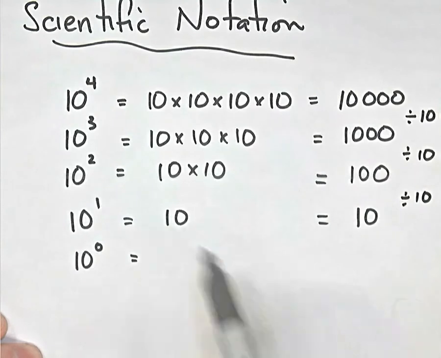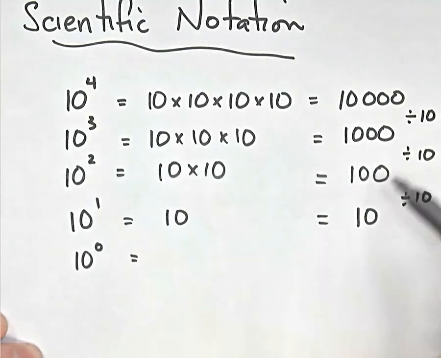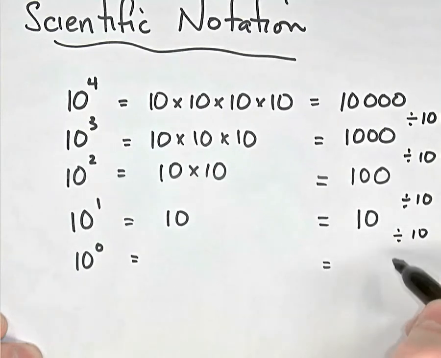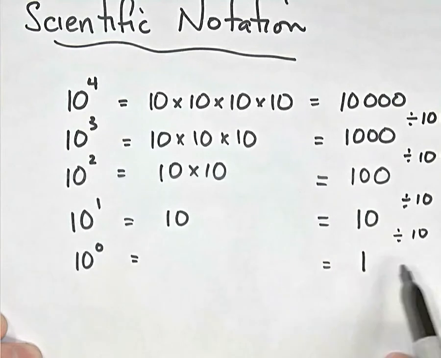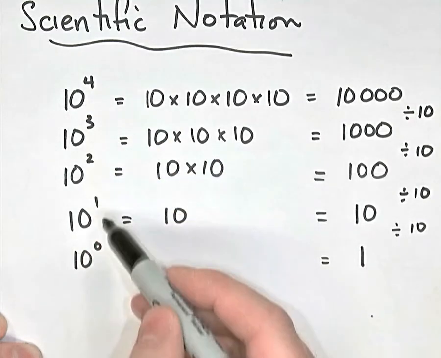So you notice that as we go from 10 to the 4, 10 to the 3, 10 to the 2, 10 to the 1, we're simply dividing by 10 each time. Well then, by that same reasoning, 10 to the power of 0 should equal 10 divided by 10, which gives you what? 10 divided by 10 is 1. So 10 to the power of 0 is 1. All right? And now you can understand why it has to equal 1. Well, let's keep going. 4, 3, 2, 1, 0.